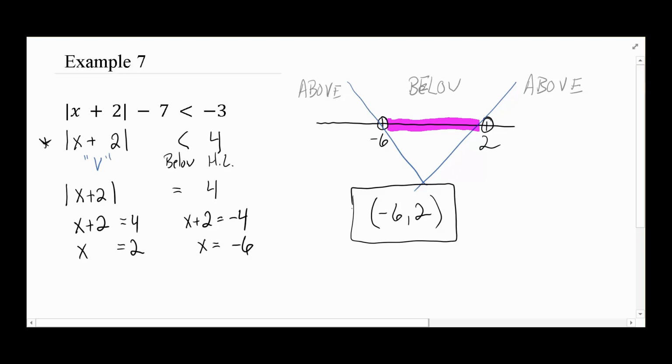Now, we can find these values by plugging in a point from the left, a point from the middle, and a point from the right as well. But this is so much quicker.